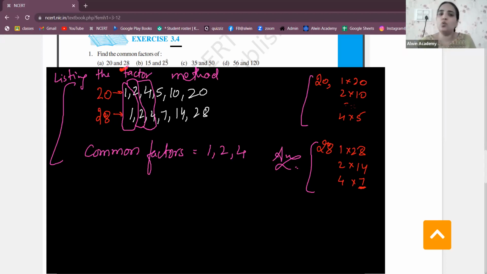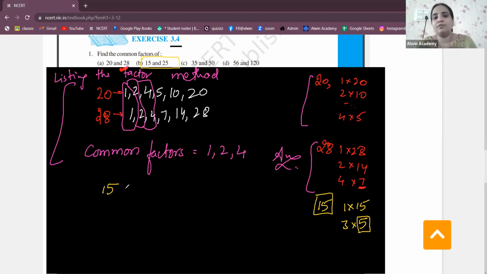Okay, let's do one more with this same method, and then we'll do the rest with another method. Now they're saying to find the common factors of 15 and 25. The method that I'm telling you is the listing the factor method. So for 15, what are the factors? 1 15s are 15. In the table of 2, 15 doesn't come. 3 5s are 15. In the table of 4, 15 doesn't come. In the table of 5, 15 comes. 5 is already written there. That means we are done finding the factors.